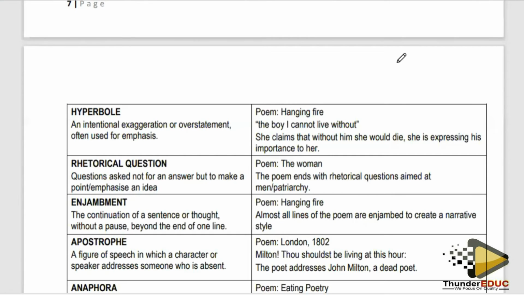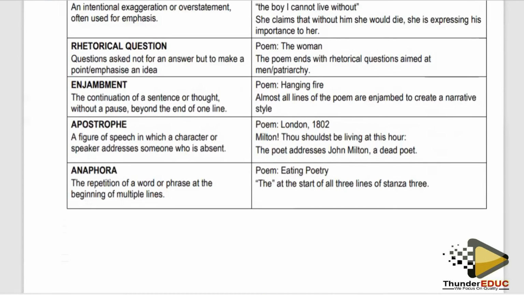Rhetorical question. Questions asked not for an answer, but to make a point or emphasize an idea. In the poem there will be a question, but remember, it is meant to involve us as the readers, not specifically for us to answer it, but it will involve us and engage us in thought.